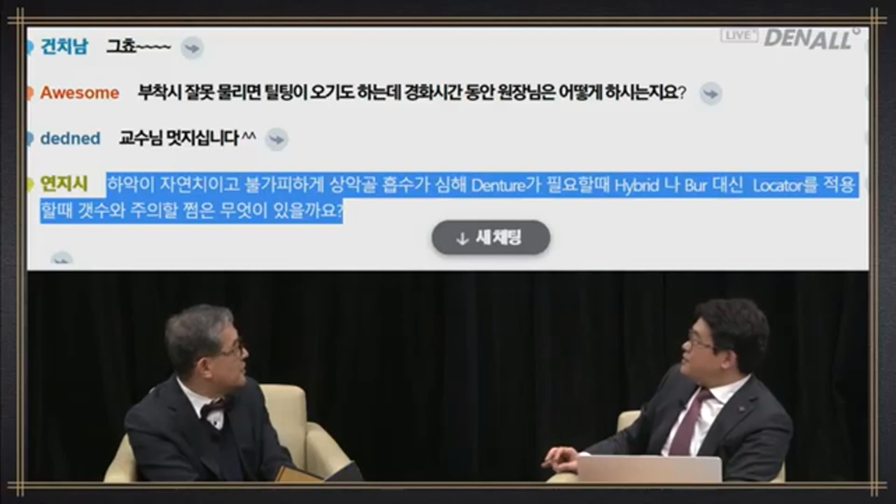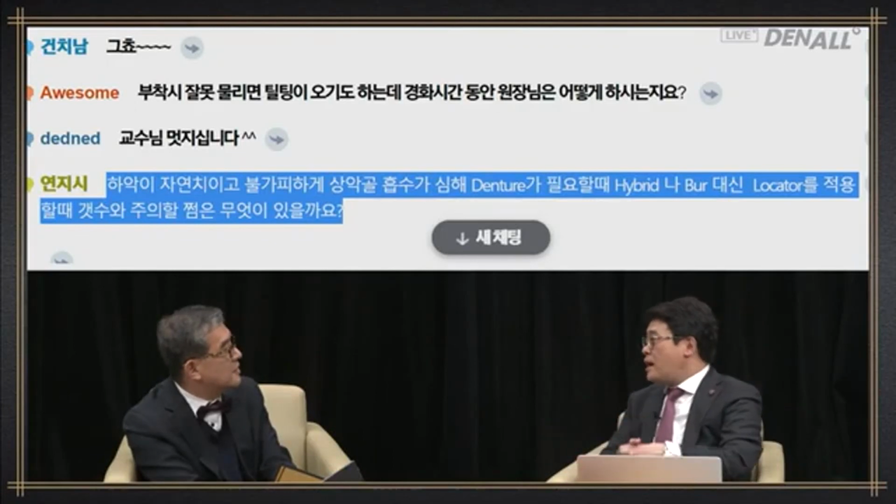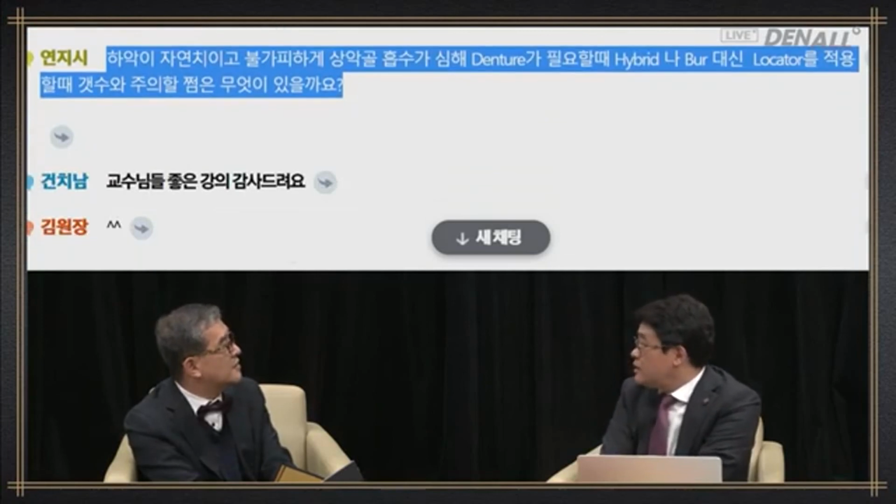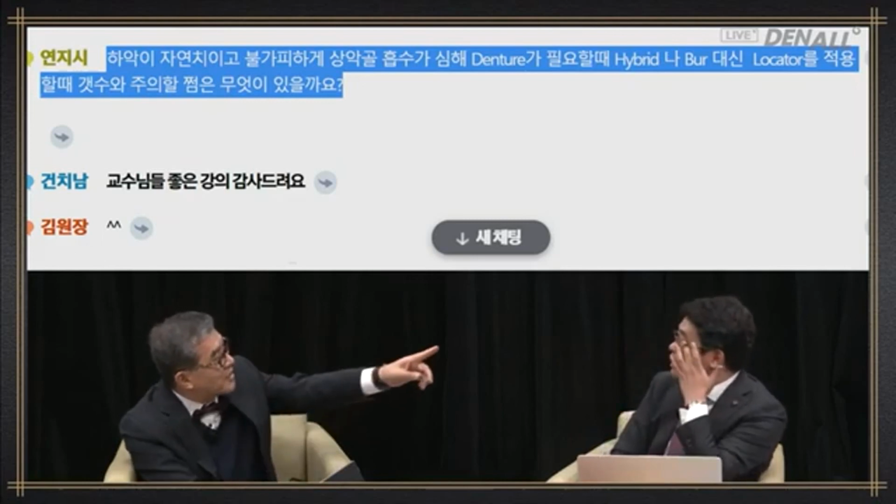As mentioned, in the case of the upper, if possible, I don't use locator single standing. If you have to use it, you should place 4 instead of 2. If you place 2, I have experienced a lot of failures in the lower, so if you're to place it in the upper, you need to place more than 4. I think this person means bar, not burr.